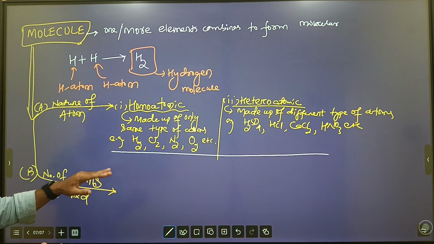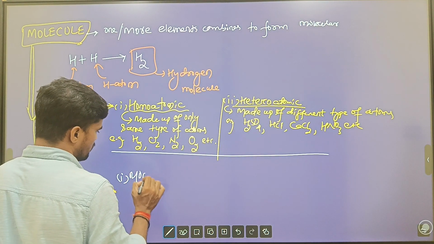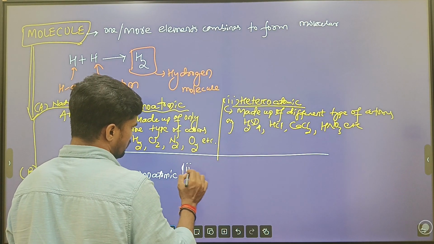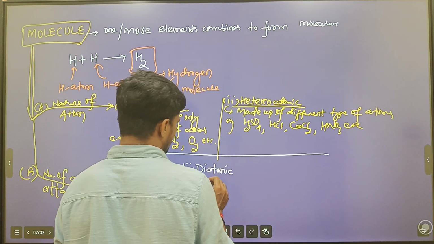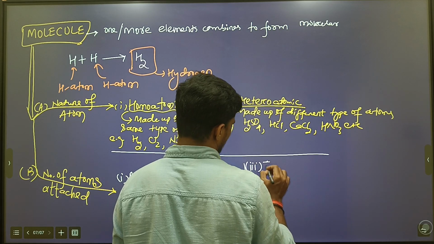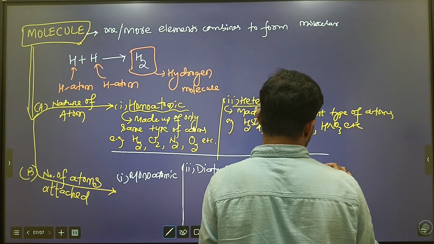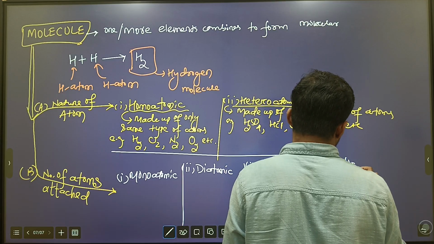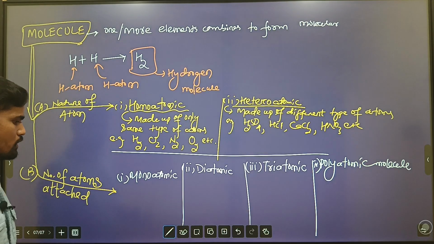What are the types of molecules based on the number of atoms attached? If only one atom is attached, that is called a monoatomic molecule. If two atoms are attached, that is called a diatomic molecule. If there are total three atoms, that is called a triatomic molecule. If more than three, that is called a polyatomic molecule.